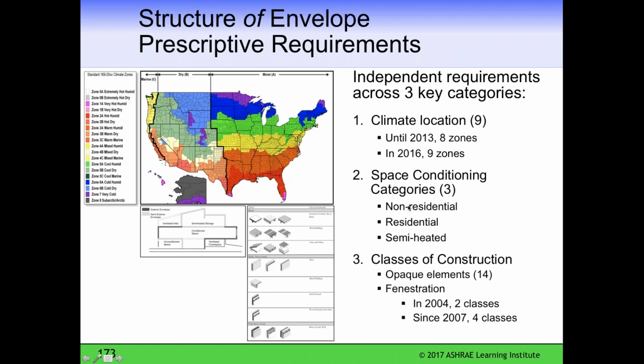Then there's space conditioning categories. There's non-residential, residential, and semi-heated. And semi-heated is for industrial and warehouse. Residential is usually as stringent as or slightly more stringent than non-residential. I'll be assuming that most of you are dealing predominantly with non-residential or with high-rise residential. So we'll go through that.